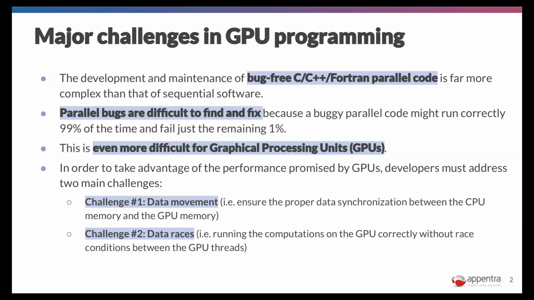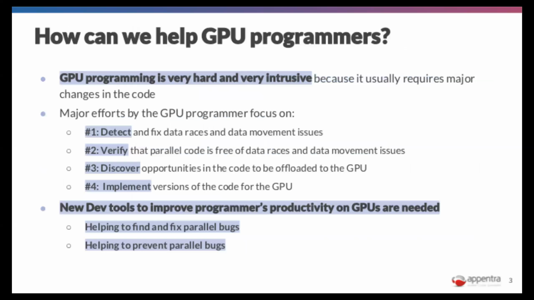The second one is data races. This is related to parallelism. When you have a loop, for instance, you need to run it in parallel, in multi-threaded mode. In general, the same typical problems that you have in multi-threaded execution on a CPU, you have similar problems in multi-threaded execution on the GPU. So these are the two main challenges, data movement and data races.